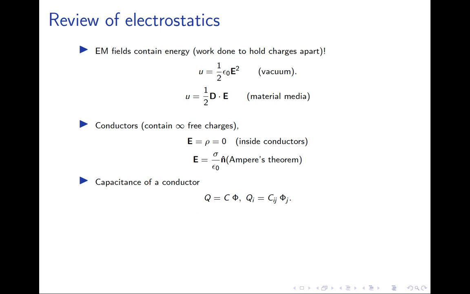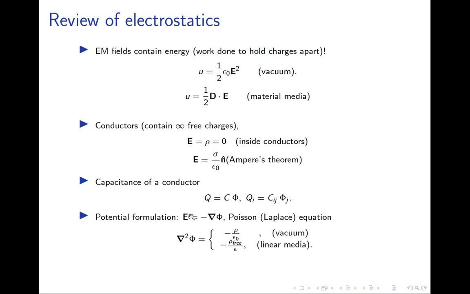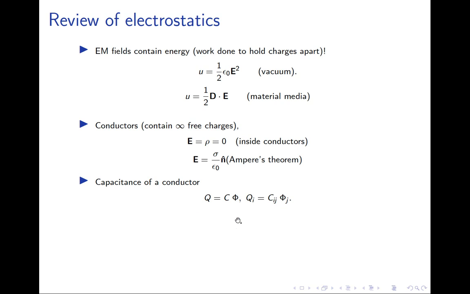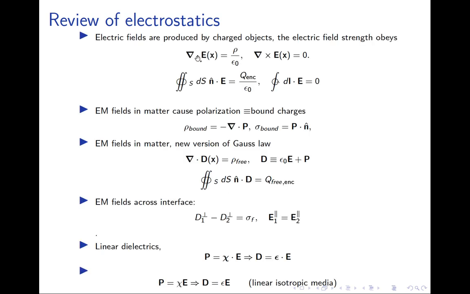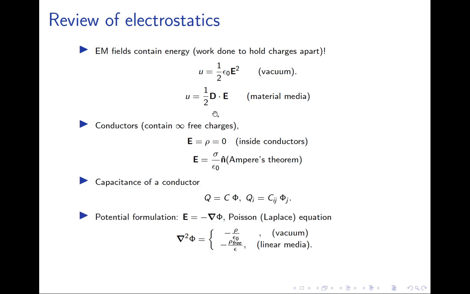And then we switch to the potential formulation, in which, because curl vanishes, we can write the electric field as a gradient of a scalar. And then the Poisson equation is just obtained by plugging in Gauss's law and the fact that E equals minus gradient of phi. If we put the gradient of phi there, we get the Poisson equation. So the Poisson equation for vacuum is Laplacian of phi equals minus rho over epsilon naught, and for linear isotropic media, you can show that it is equal to the free charge divided by the absolute permittivity of that medium.